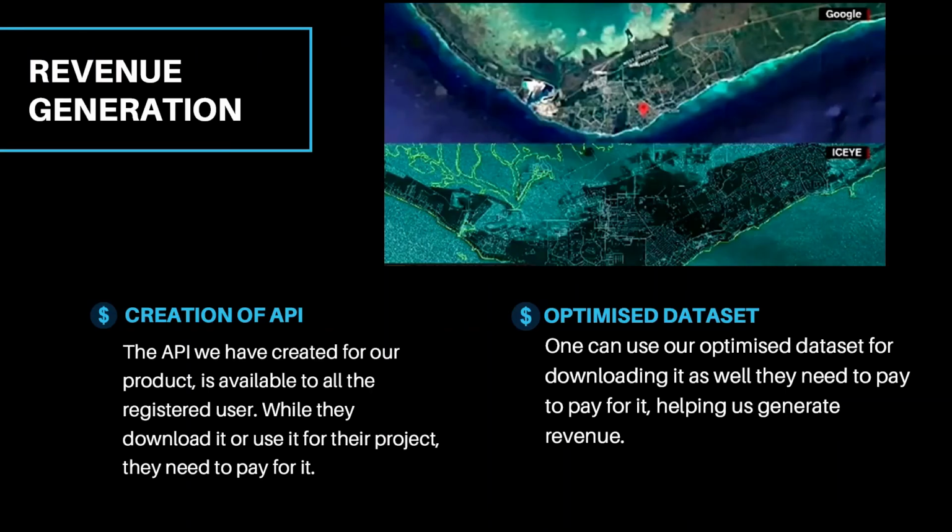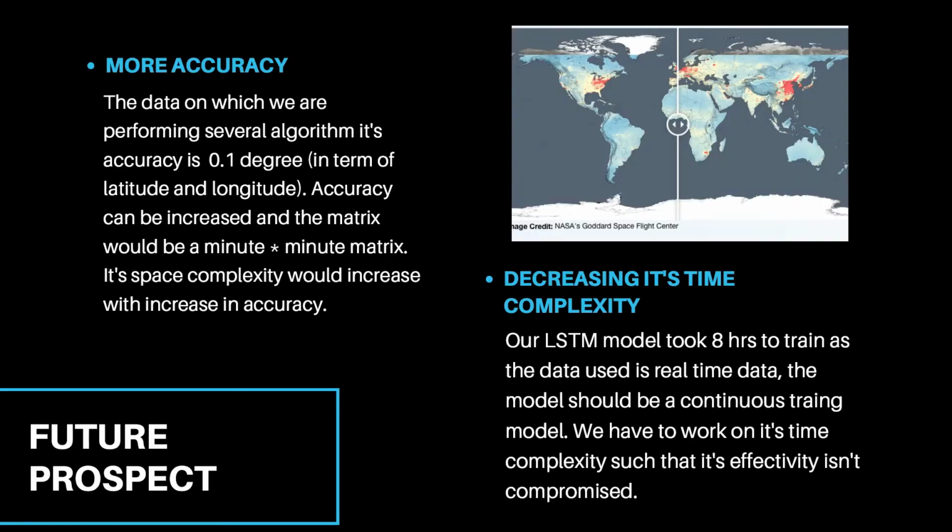So revenue generation was made possible by creation of our optimized API as well as our optimized data set, which was a paid one. This optimized data that we obtained had a lot more accuracy, and this accuracy was actually limited to 0.1 degrees because of the natural unavailability of data from NASA as well as the several other sources that we used. And for decreasing its time complexity, our LSTM model almost took 8 hours to train, especially because it was real-time data.